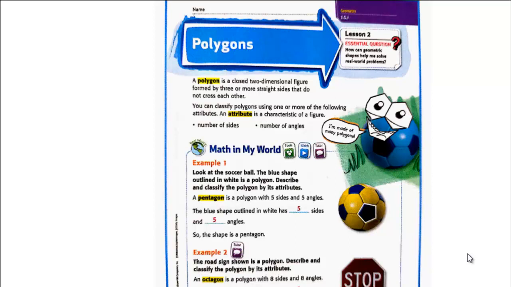Today we talk about a new lesson, but before we start, open your book to page number 839. Today we talk about a new lesson called Polygons. The objective of this lesson: students will describe and classify polygons by their attributes.